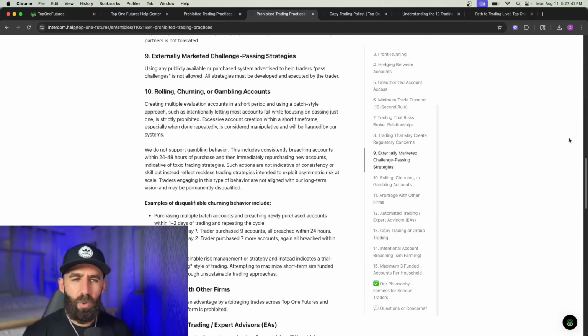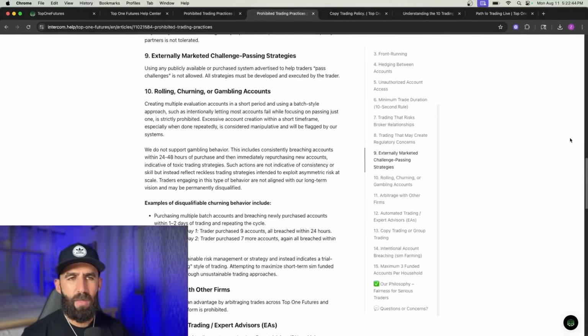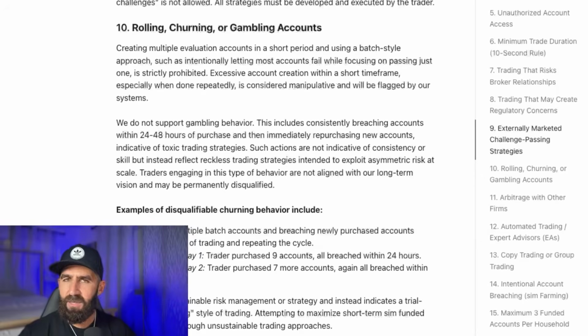Another really clear one, and I'm going to try not to spend too much time on this, but I've seen an active stance against straight up sim farming, also known as rolling, churning and burning, gambling accounts, right? You can read what they have laid out here to describe this, but very simply, there's a clear differentiator between somebody who's lost a handful of accounts, right? A beginner trader who's learning how to trade, and somebody who's really actively attacking this with a large bankroll, running through accounts on the way to exploiting the policy arbitrage, essentially, that is sim farming, right?